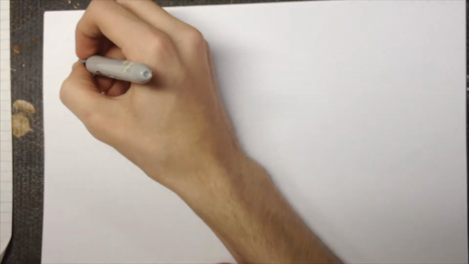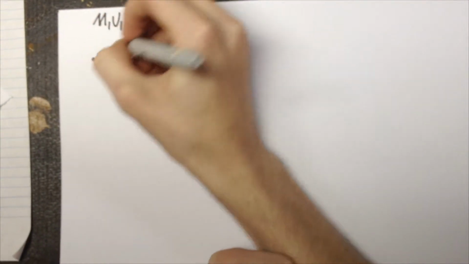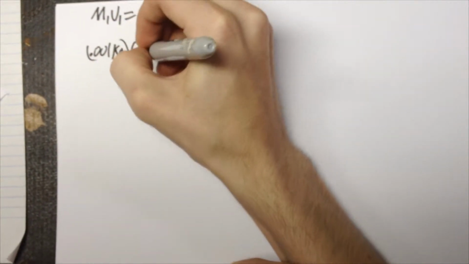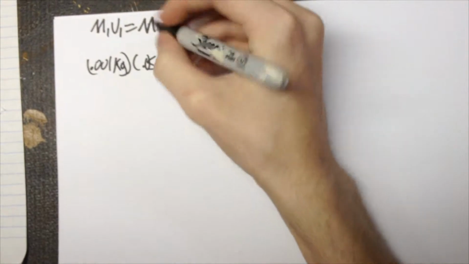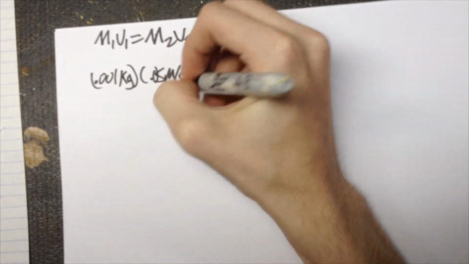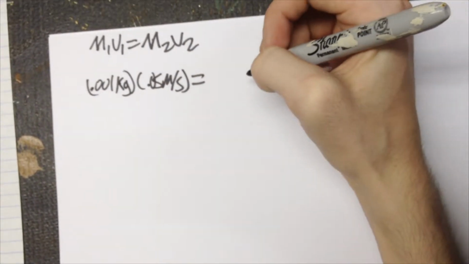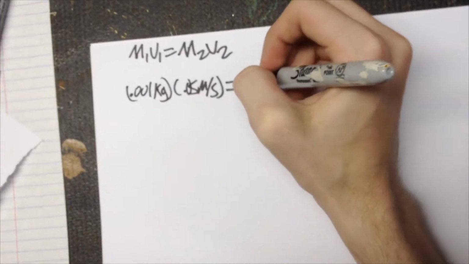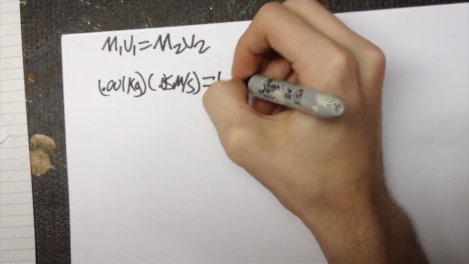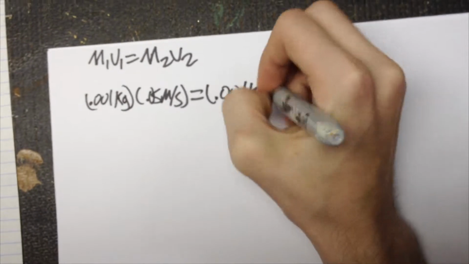So I'm going to write them down as 1 gram and 0.05 meters per second. The mass of the other marble, since they are the same type of marble, is going to be the same, so I can write down 0.001 kilograms again.